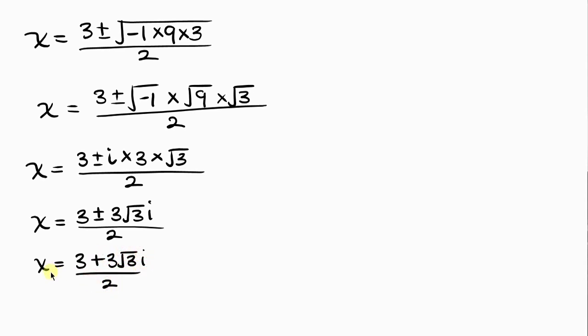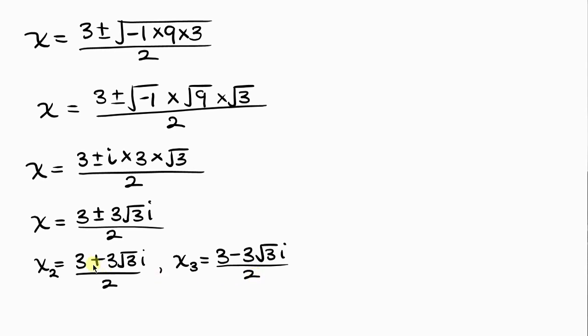So this is a second solution for x. Let me call this x sub 2. And the third one, x sub 3, is equal to 3. This time we take the negative: minus 3 root 3 times i, all over 2.